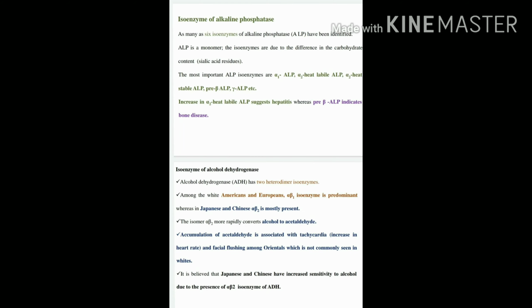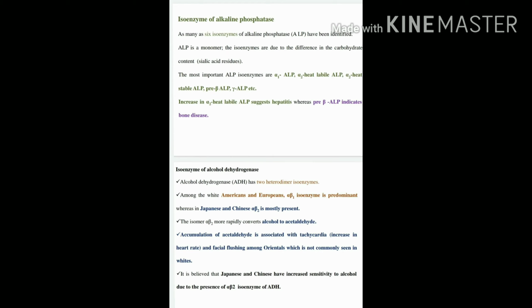The third isoenzyme is alkaline phosphatase, that is ALP. The ALP is a monomer and the isoenzyme differences are due to differences in carbohydrate content. The most important ALP isoenzymes are alpha 1 ALP, alpha 2 heat labile ALP, alpha 2 heat stable ALP, pre beta ALP and gamma ALP, and so on. An increase in the concentration of alpha 2 heat labile ALP suggests hepatitis, and an increase in pre beta ALP indicates bone disease.